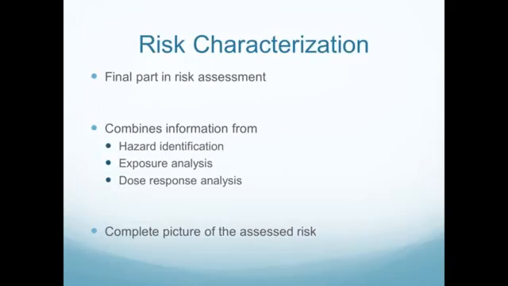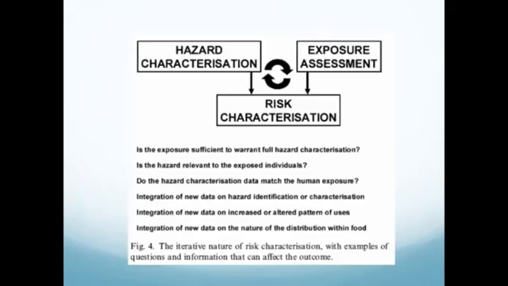So we've got our dose relationship, we know what the hazard is, we know what the infectious dose is, and now we're going to characterize that hazard. This combines all the information we have, and it's the final part of the risk assessment, and it gives you a complete picture of a risk. There's a lot of stats involved, and it comes out of a probability given a certain scenario.